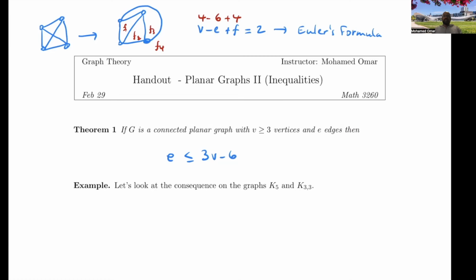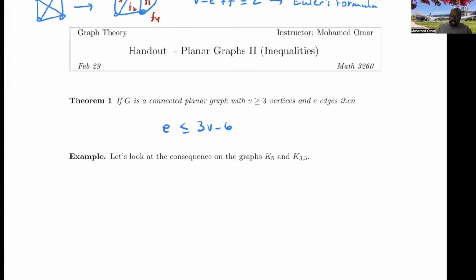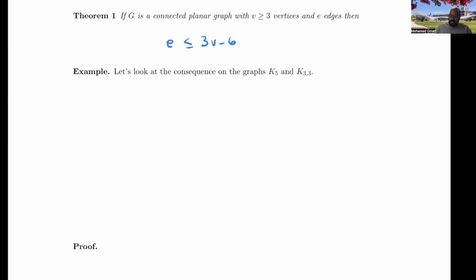Now, if you think about it, it kind of makes sense. If you have V vertices in total, it makes sense that there should be a bound on the number of edges you can put. I mean, too many edges make it complicated to draw a graph in a plane without edges crossing. But let's see the consequence of this with two particular graphs.